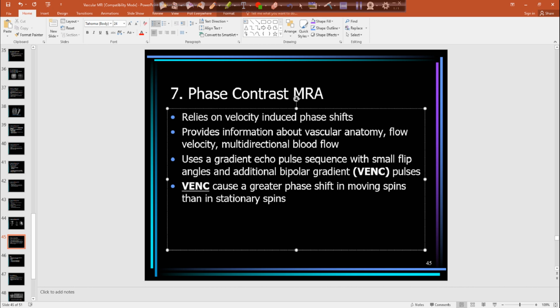So how does it do this? It uses a gradient echo pulse sequence with a small flip angle and additional bipolar gradients. These are VENC, velocity encoding bipolar gradients. So if you see VENC on the test, and your options are all those MR pulse sequences, make sure to choose PCMRA. Always, always, always associate this little acronym with PCMRA.